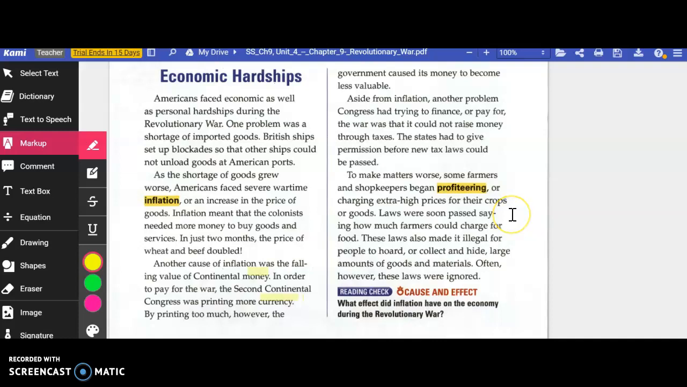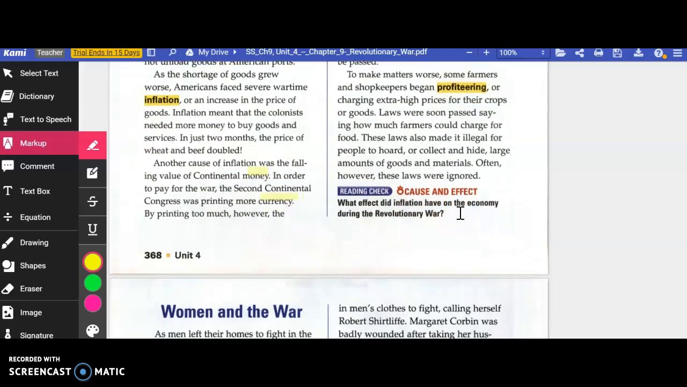Laws were soon passed saying how much farmers could charge for their food. These laws also made it illegal for people to hoard, which means, if you ever see the show Hoarders, to collect and hide large amounts of goods and materials. And in this COVID crisis, that would be the people stockpiling toilet paper again. Often, however, these laws were made, but they were ignored. And that's the problem with laws. If you can't enforce it, it's not worth much. So, what effect did inflation have on the economy?